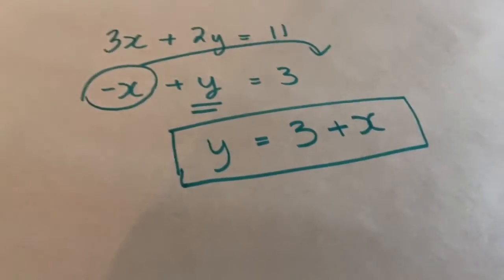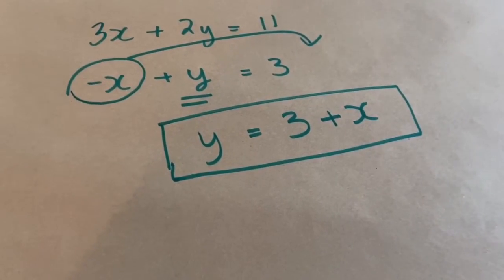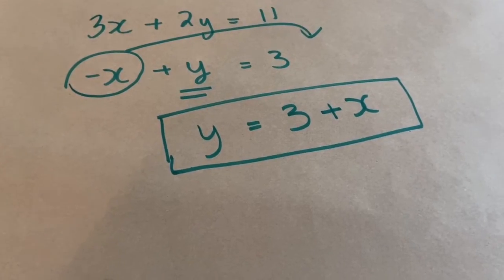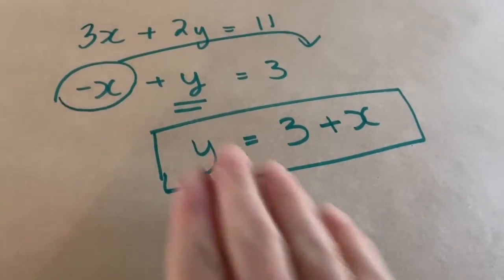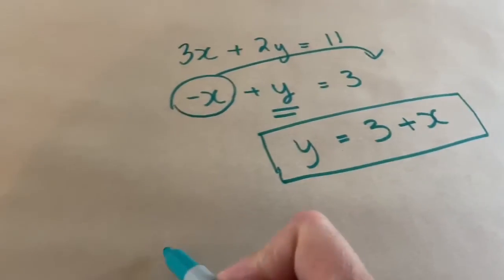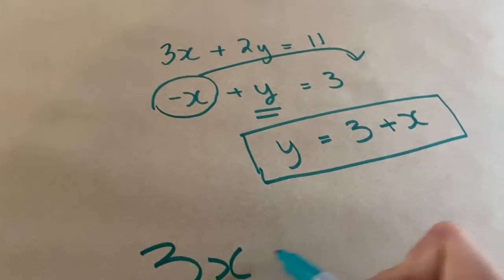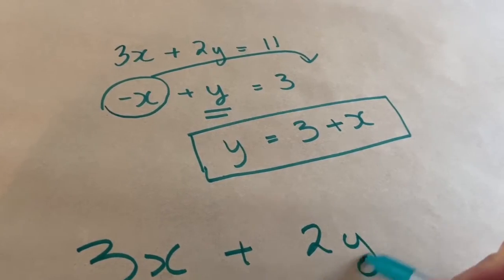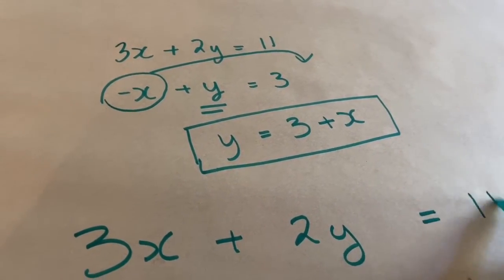Now, step number 2 for substitution is, once you've done that, to then go back and find the other equation. So not the one you've changed to x equals or y equals. Let's write down the other equation. So I'm writing that down. 3x plus 2y is equal to 11.